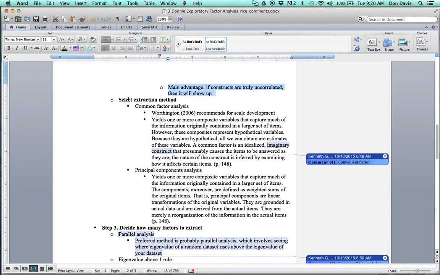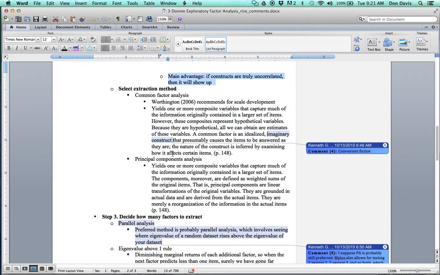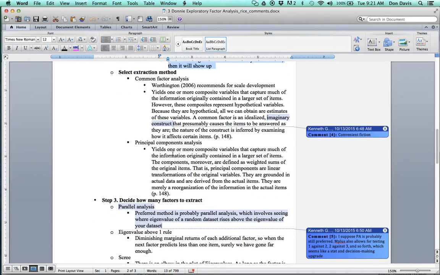So selecting an extraction method, this is more technical, but common factor analysis fits the assumptions of scale development and the idea of a latent factor better than principal components analysis, but you can read up about some of these different extraction methods. Some people like maximum likelihood because it corresponds with what happens in CFA, and so might make that more likely to replicate, for example. A general rule of thumb, I kind of like this one.